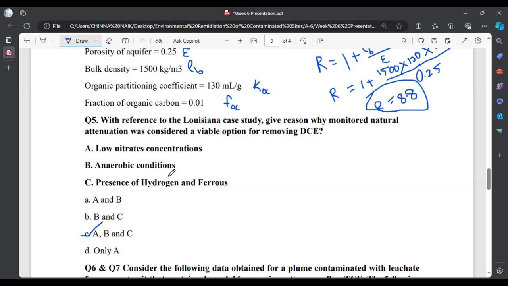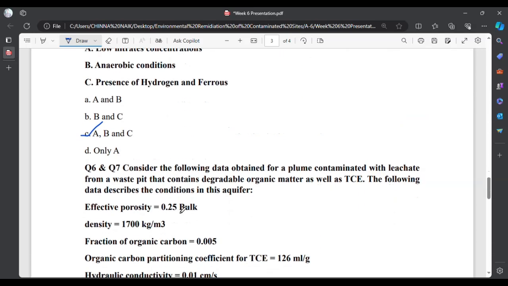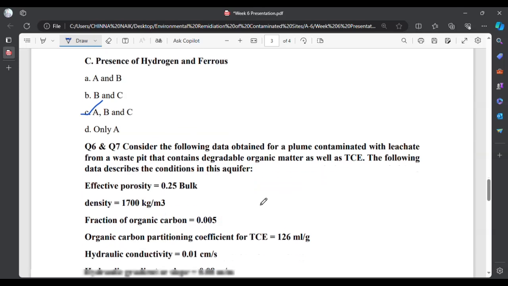So coming to question number 6 and 7, again common data is given for both questions. What they are saying: consider the following data obtained for a plume contaminated with leachate from a waste pit that contains degradable organic matter as well as trichloroethane. The following data describes the conditions in this aquifer.